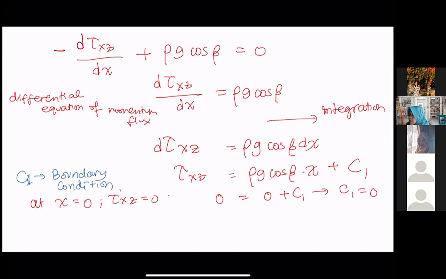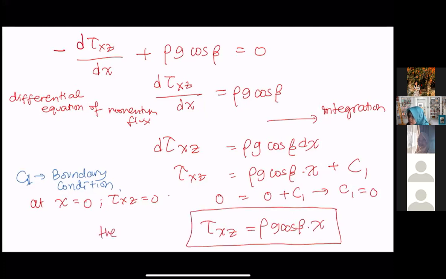So therefore the equation would be tau xz equal to rho g cos beta multiplied with x, and this is called the momentum flux profile. So if you're asked, for example, to derive the equation, you can get the momentum flux profile of the phenomena. So this is the momentum flux profile.